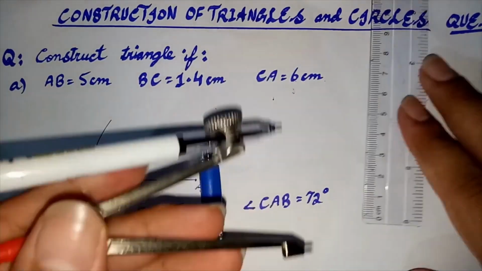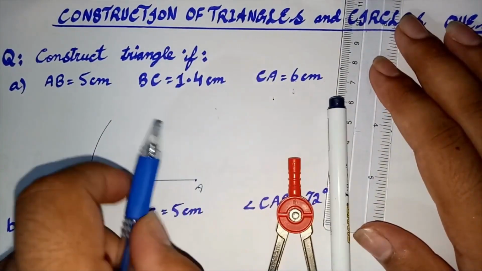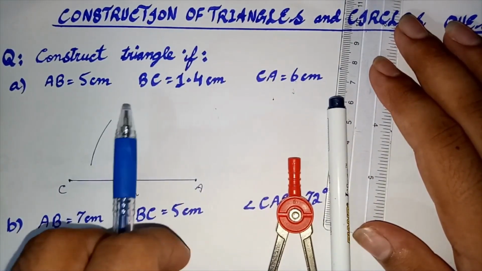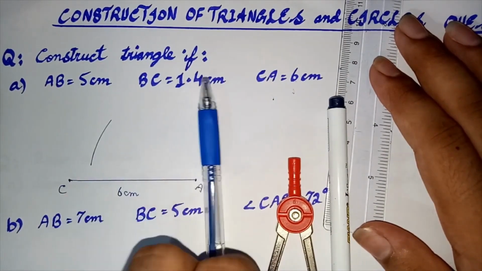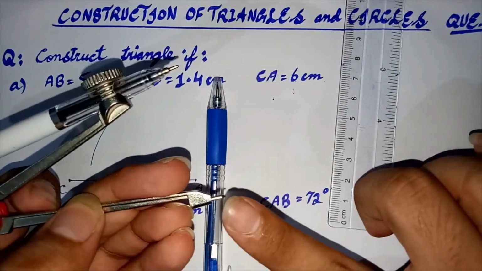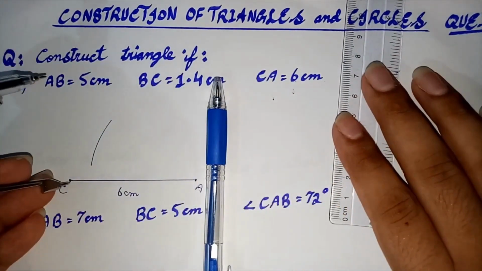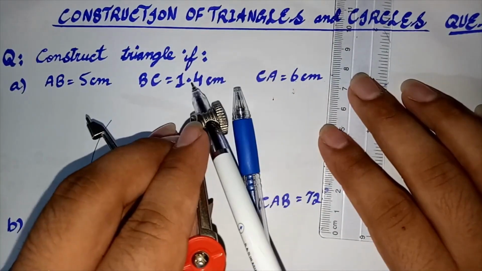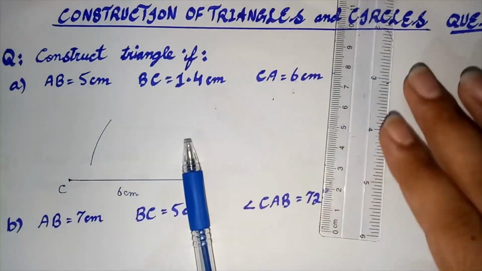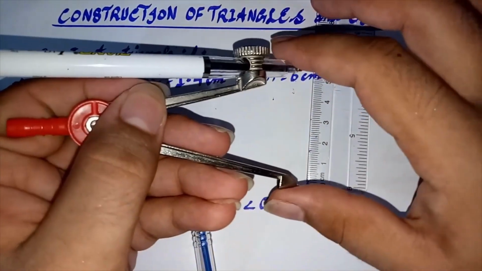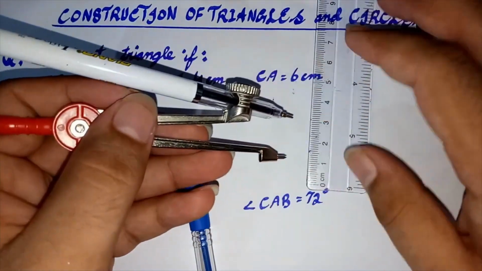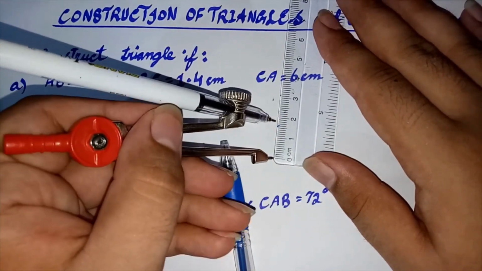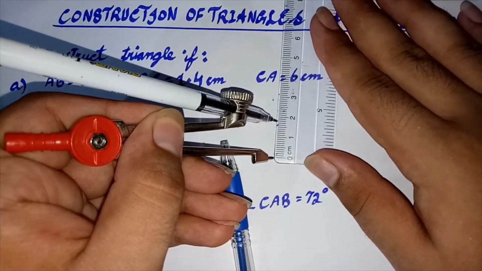For this, we have BC of 1.4 centimeters. Here we have C, so this time we will put this part of our compasses on C, and we have to open a length of 1.4 centimeters here.